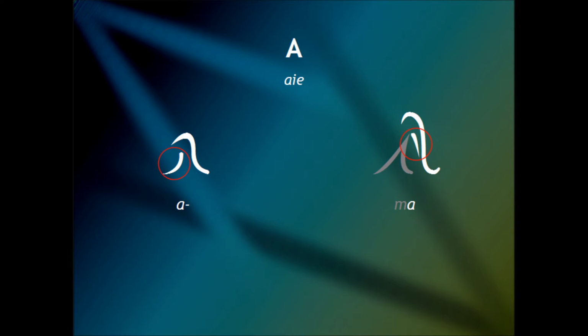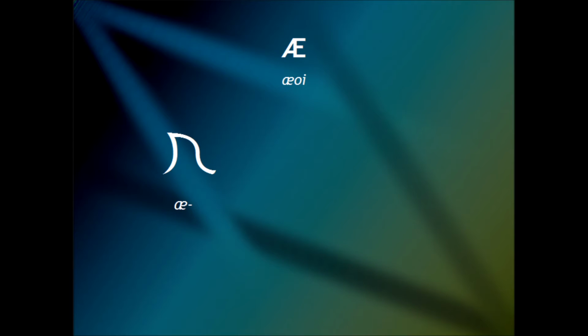The second letter is aiwi, again in the primary and secondary case. In both cases, we see the sharp peak at the top left and then the curvy stroke down.